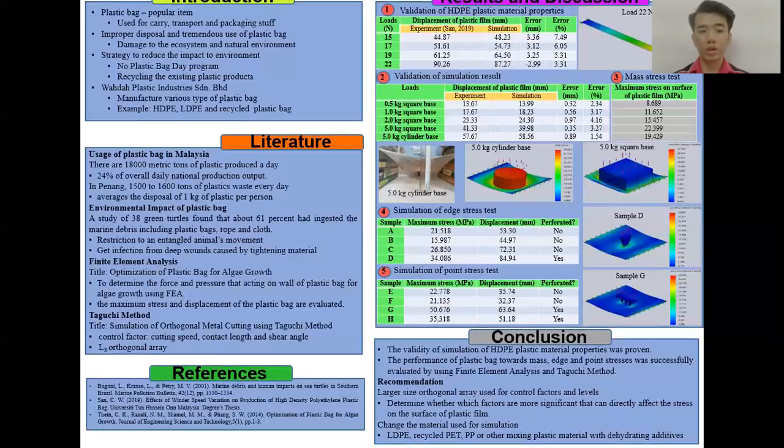The study wants to determine the force and the pressure that is added on the wall of the plastic bag using finite element analysis.